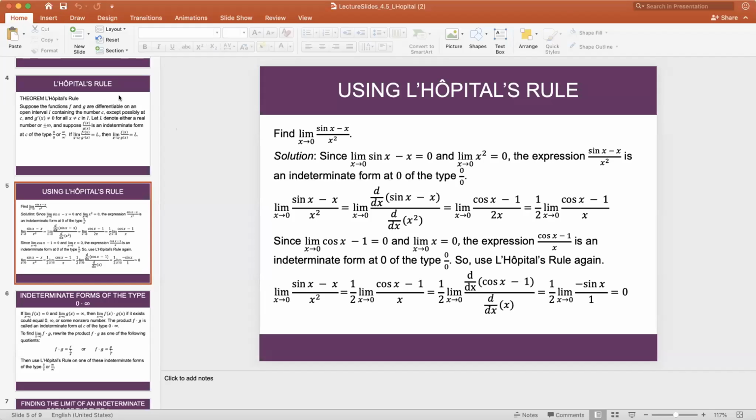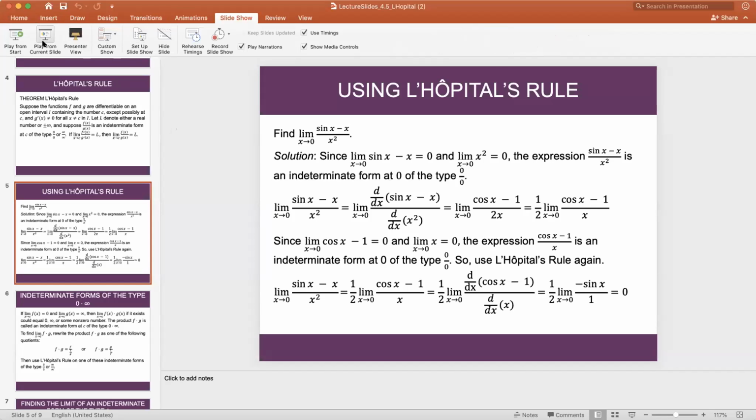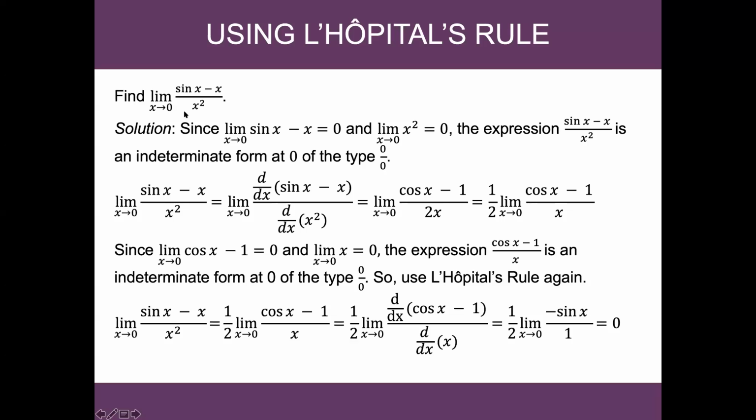Okay, let's go to the first example here of using L'Hopital's rule. All right, so what I want to do is set up the example here of a specific rational function. You're taking the limit as x goes to 0 of (sine of x minus x) over x squared.